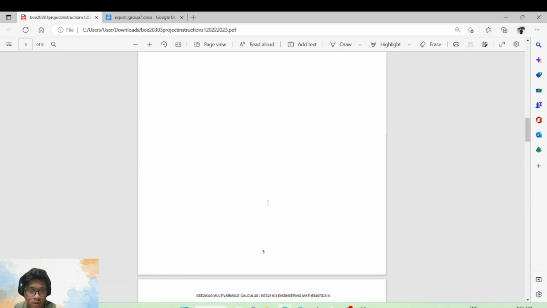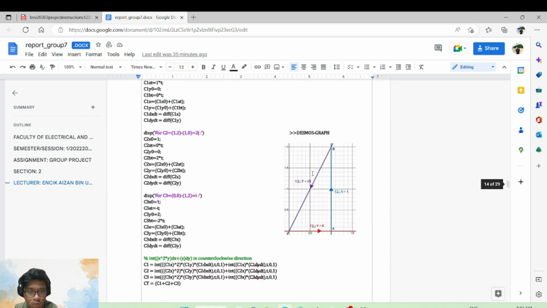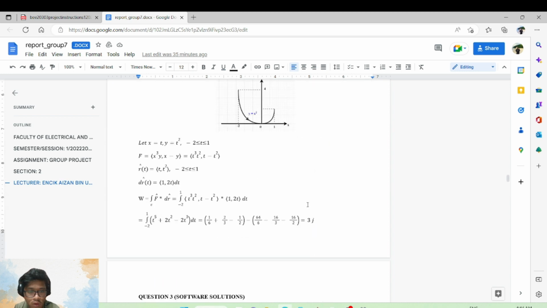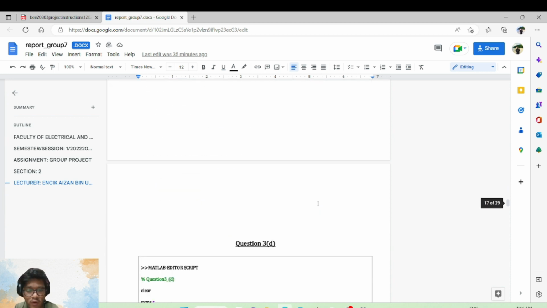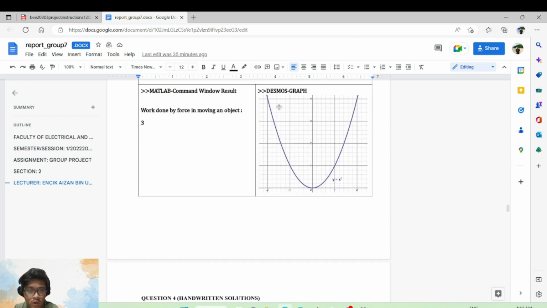So this is the manual calculation for question 3d. The final value of the manual calculation that we get is 3 J. So it's the same between the software and the manual calculation. And this is the graph that we made using the Desmos software. Based on the graph, you can see that the curve is y equal to x power of 2. So that's all from me.